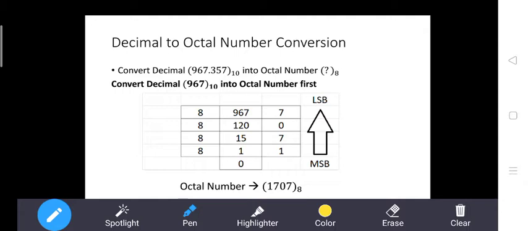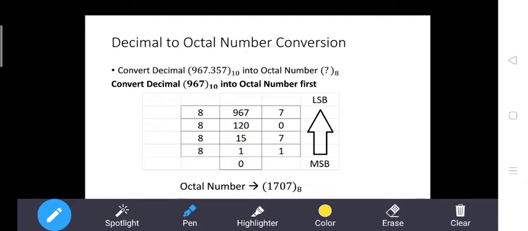So, as in the previous lecture, for floating decimal, we divide this floating decimal number into two parts. First, the whole complete number, and second, the fractional part. In the same manner, while doing decimal to octal conversion, I first split the floating number into two parts. My first part is 967, second part is 0.357. So I first convert 967 decimal into the corresponding octal number.